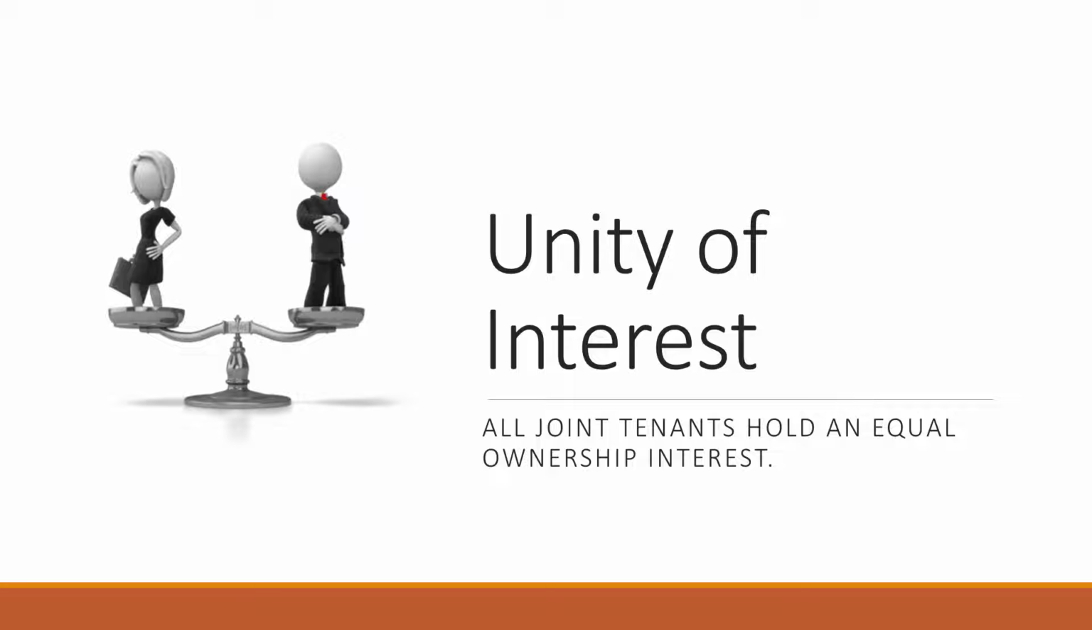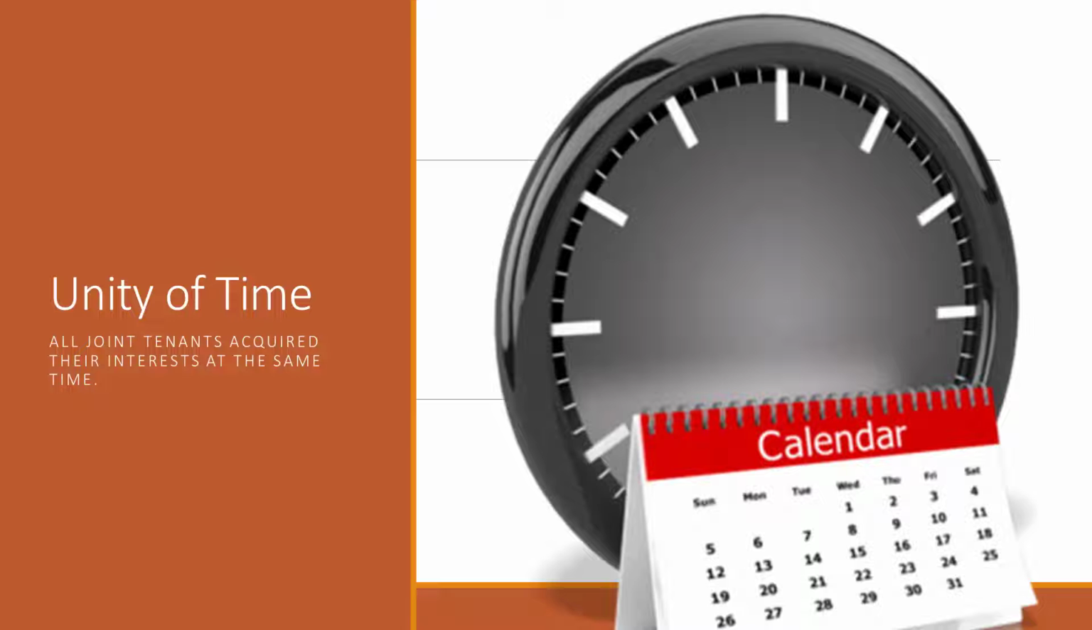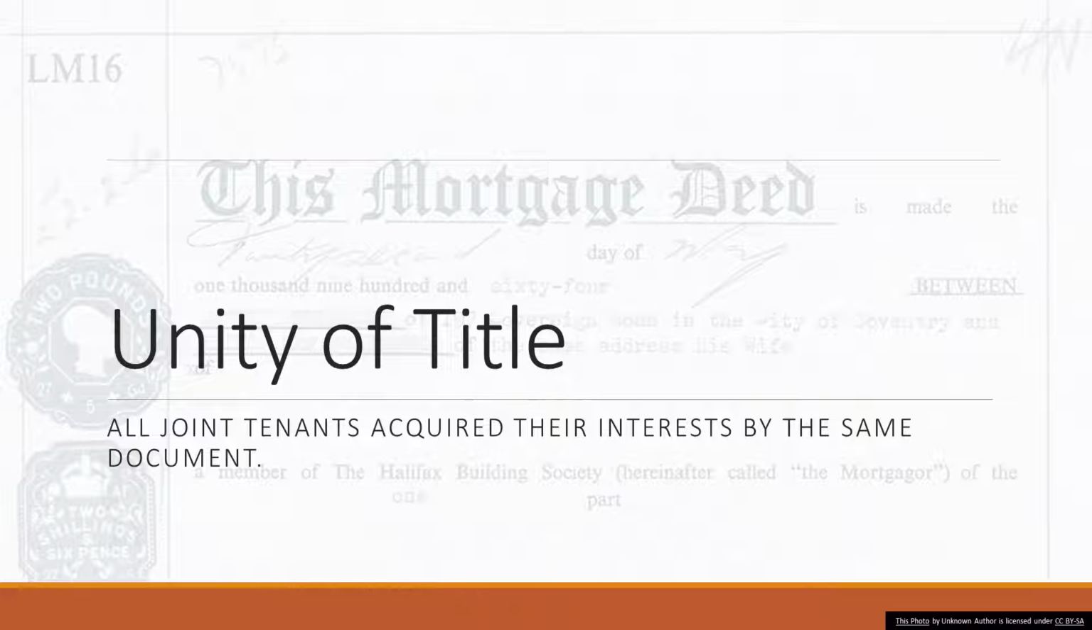But the 2 more important ones are the unity of time and the unity of title. All joint tenants acquire their interest at the same time. The closing was Friday at 2 o'clock. All 4 of us buyers have to be there at the closing table together, right? This is the way owners take ownership interest in a property, by delivery and acceptance of the deed. So since we're all 4 buying this property together, we all need to be at the closing to accept the deed. Unity of time and unity of title.